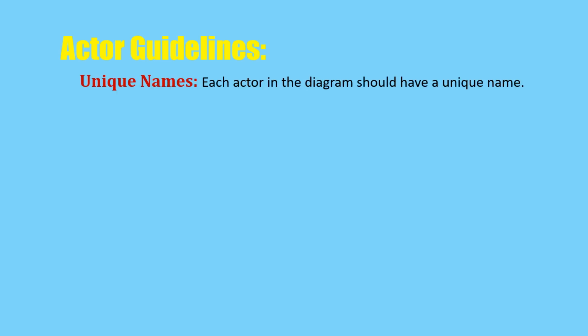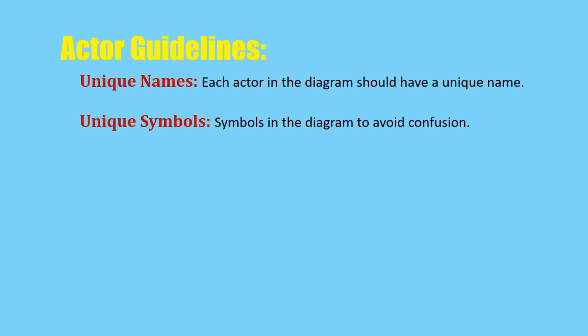Actor guidelines. Unique actor name. Each actor in the diagram should have a unique name. If multiple actors share the same name, they are combined into one actor to simplify the diagram. For example, in a hospital management system, there may be multiple actors named doctor. These actors can be logically combined into one doctor actor representing all doctors interacting with the system.